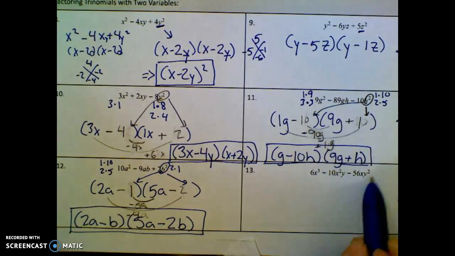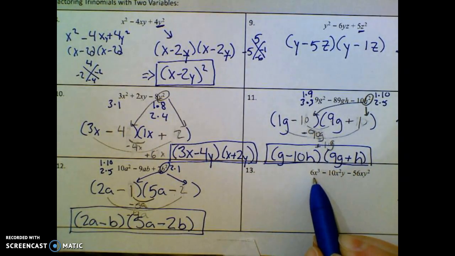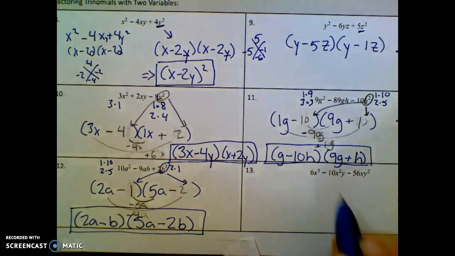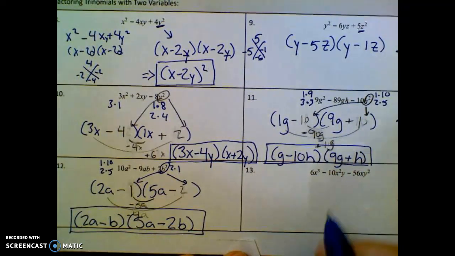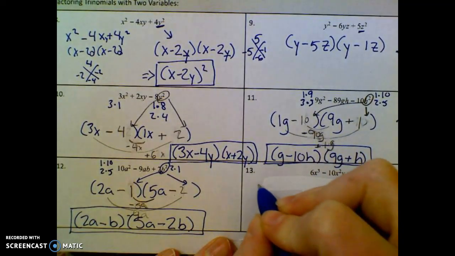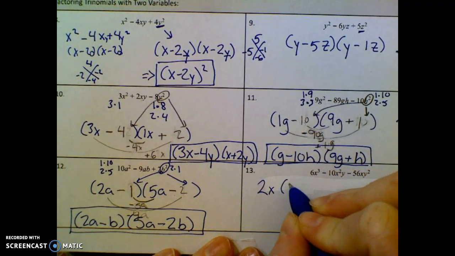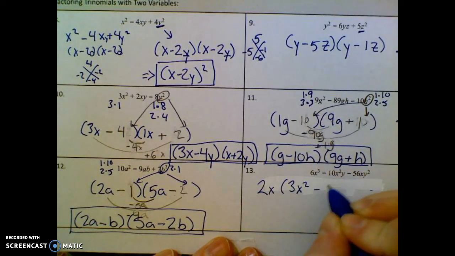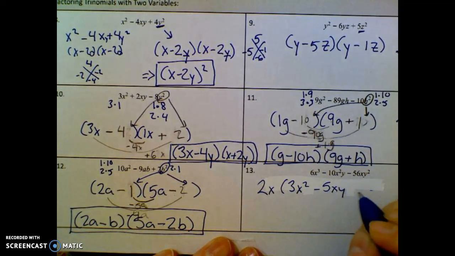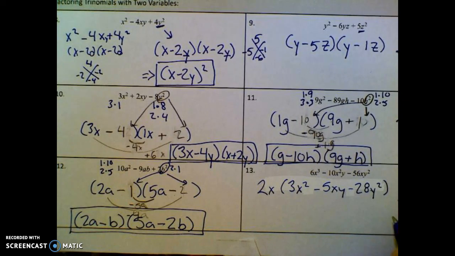But also looking here at this n term, I do see a y squared, but I also see an x term, which makes me look at my first term, which is x cubed. We can't factor x cubed. We only know how to factor degree 2 polynomials. So I must have an x that I can also factor out. So I'm going to go ahead and factor out a 2x, leaving me 3x squared minus 5xy minus 28y squared.